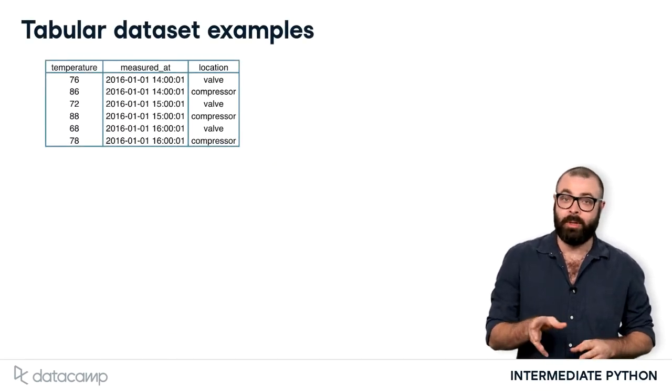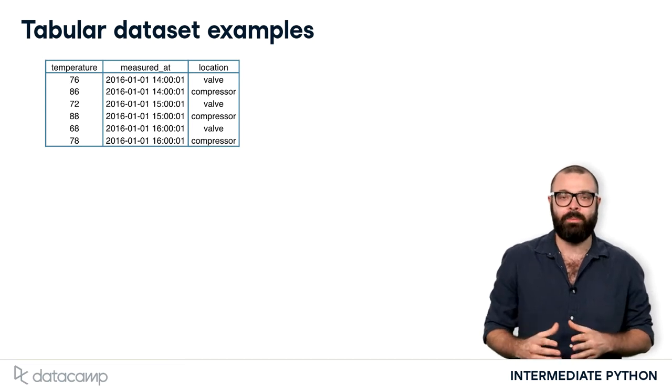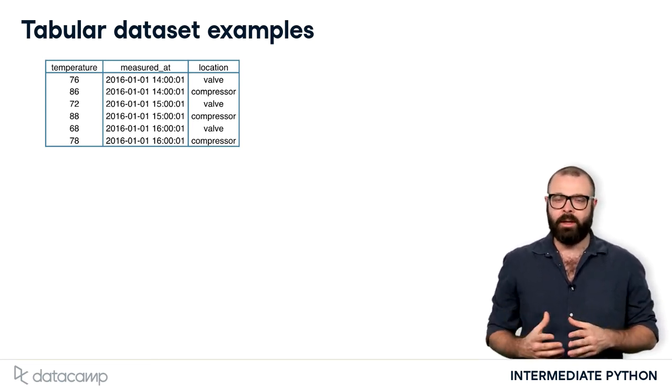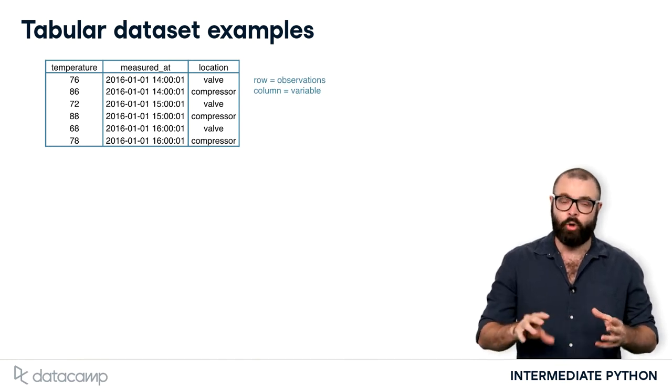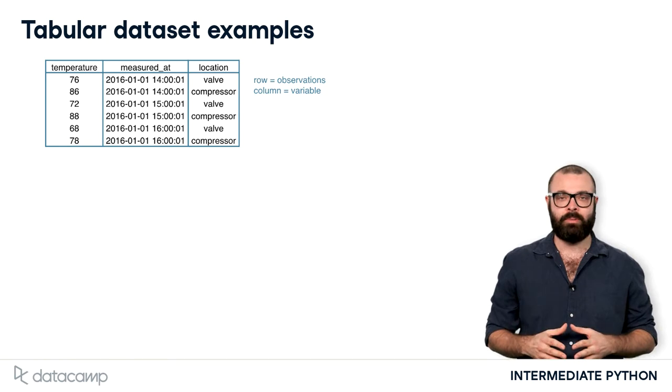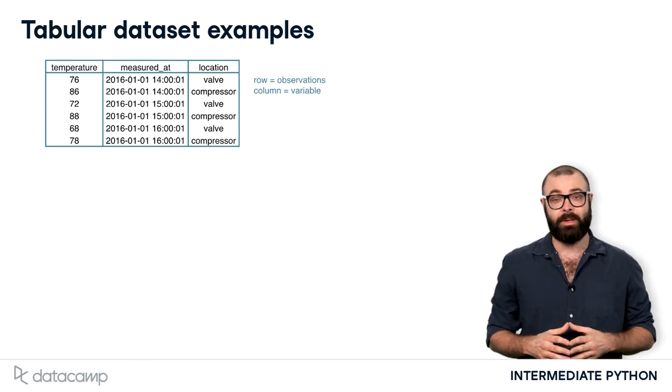Suppose you're working in a chemical plant and have a ton of temperature measurements to analyze. This data can come in the following form. Every row is a measurement or an observation, and for each observation, there are different variables. For each measurement, there's of course the temperature, but also the date and time of the measurement and the location.